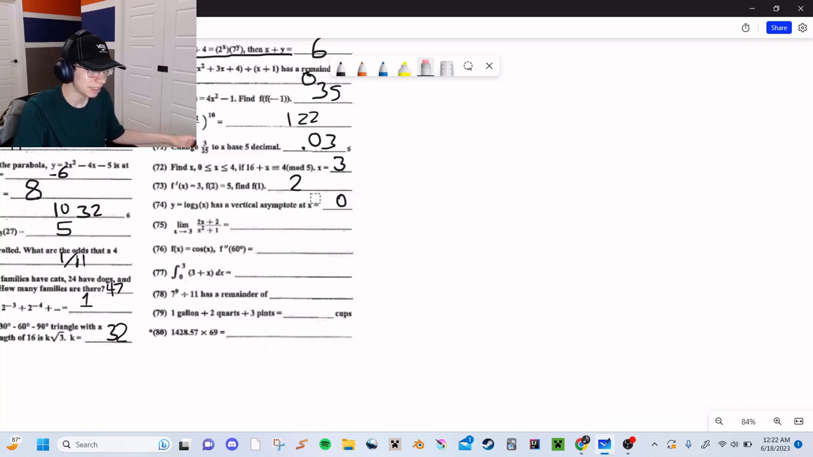Okay, 75, limits. We're just going to plug in 3 here. If you plugged in 3 and got something like 0 over 0, that means the limit is an indeterminate form, so you have to do factoring and canceling out. But we're just going to plug in 3 because it's going to work out all right. It's going to be 8 over 10, so 4/5. Yep.